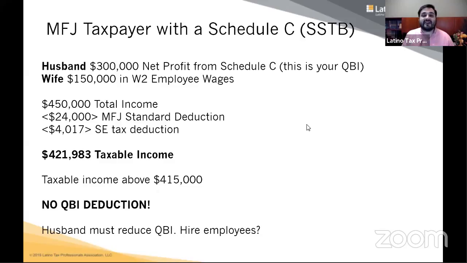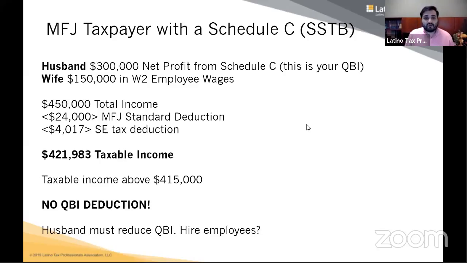It's over. That's it. Why? Because he's a specified service, trade, or business. That's why. If he was not a specified service, trade, or business, if he was a restaurant or a construction company, maybe he would get the deduction still, but that is another equation with another set of limitations. But don't worry about that, because George is a specified service, trade, or business. His taxable income, along with his wife, is above the threshold, so he does not get any deduction.